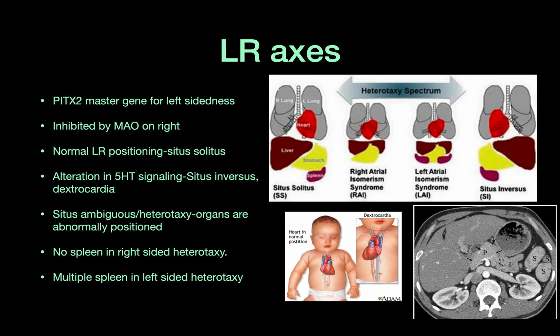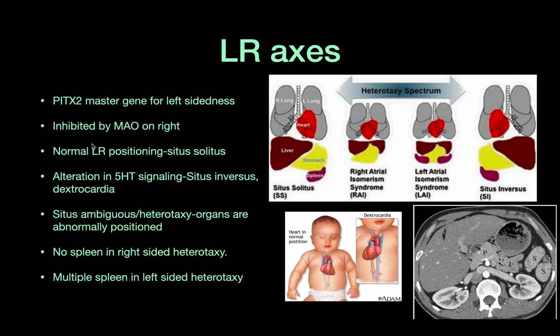So the left-right axis is kind of tricky because PITX2 is the master gene for the left-sidedness, and all we know is that it's inhibited by MAO on the right, and MAO is found more on the right side of the body. So what we're kind of assuming is that the right side of the body forms because of the absence of left-sided genes like PITX2.